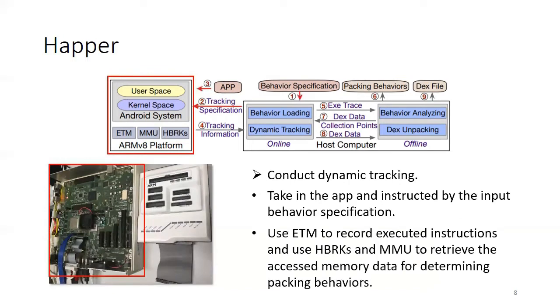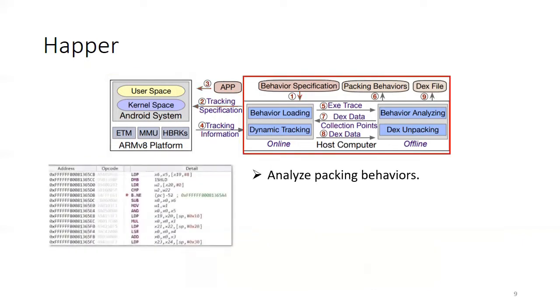Meanwhile, it retrieves the necessary runtime data for determining packing behaviors, including the executed instructions recorded by ETM and the demanded memory content fetched by hardware breakpoints and the memory management unit. The host computer takes charge of controlling the tracing task, analyzing the retrieved information for uncovering packing behaviors, and assembling the collected data for unpacking.